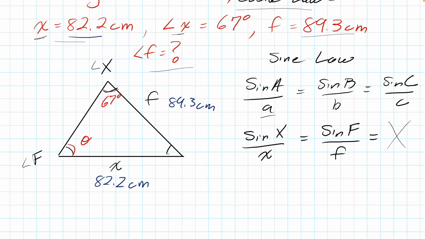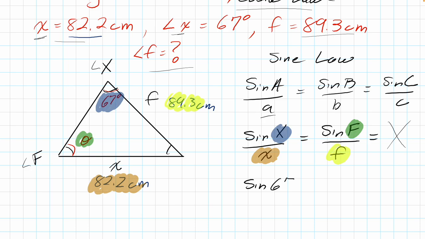I'll get a little highlighter. My side F is down here. My angle F is my theta. It's the unknown, so that's what we're going to solve for. My angle X is 67, and my side X is 82.2, which is down here. So we're just going to use some substitution and plug those in.